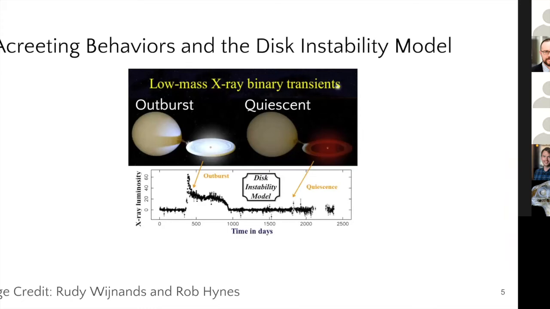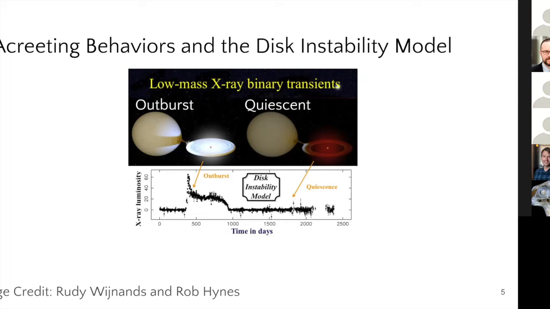Neutron star X-ray binaries have various accreting behaviors where they can turn on and off, and these systems are called transient systems. In fact, most neutron star X-ray binaries are transient systems. When the system is turned on, there is material being flowed onto the disk. And when the system is off, there's little to no material in the disk. This is what we call the disk instability model, and this explains the behavior of transient neutron star X-ray binaries.